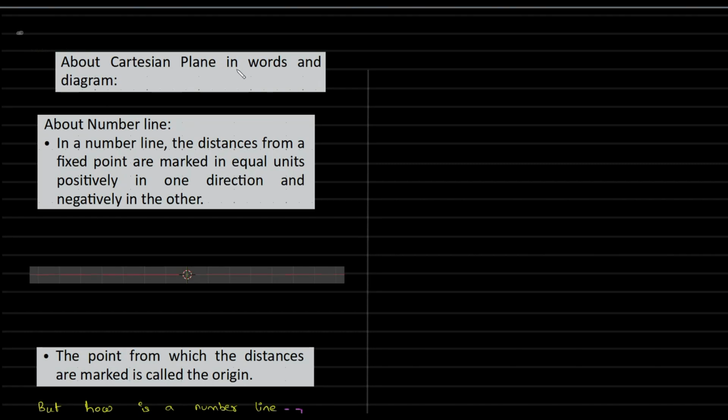About the Cartesian plane in terms of words and diagram. So we'll see the hardcore Cartesian plane. We have to begin by understanding number lines. So what is a number line?